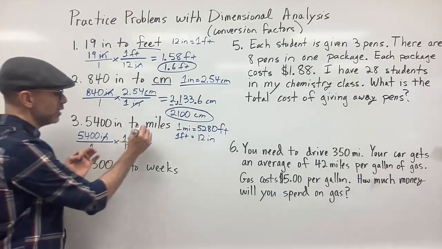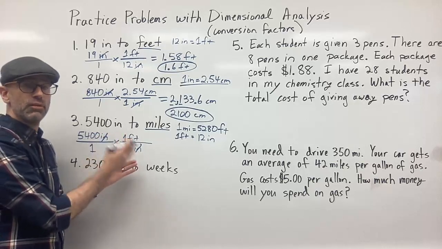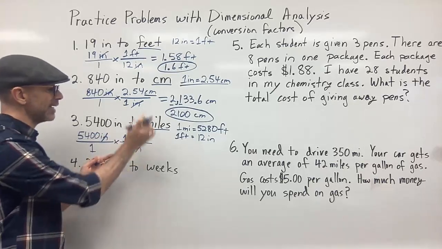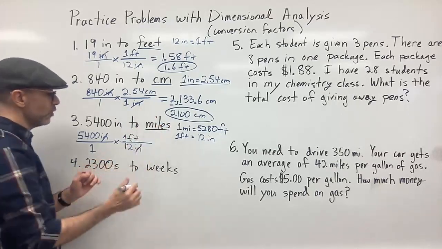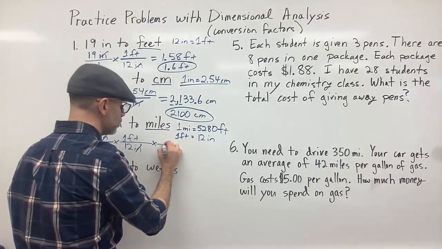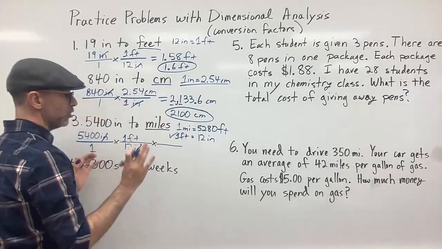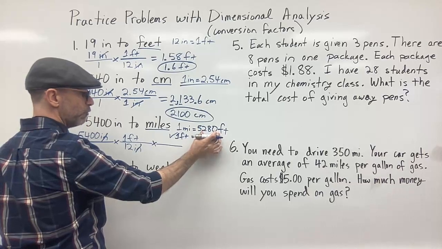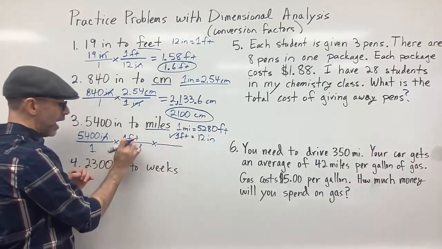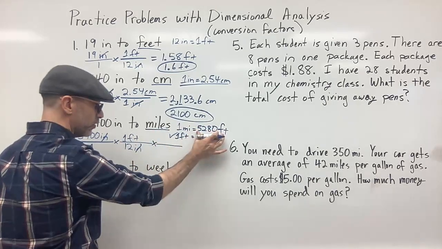But I'm not done because I want miles. So I have to keep going. I have to keep using conversion factors until I get the unit that I want on top, which is miles. So now I have to do another conversion factor. This time I check this one off. I already used that one. I'm going to use this one now. I know that 5,280 feet is equal to 1 mile. I have feet on top, so I'm going to have to put feet on the bottom.